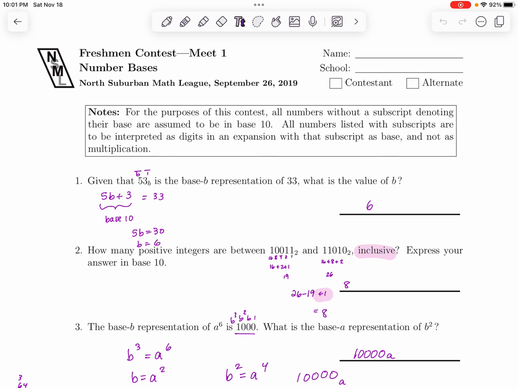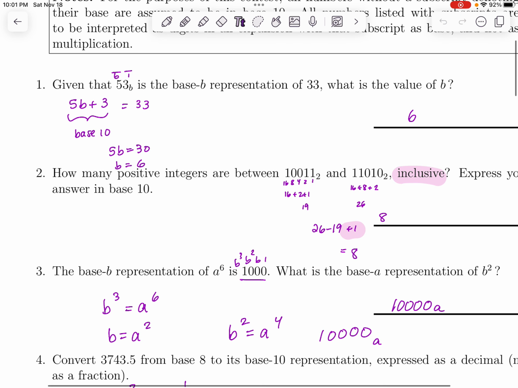In this video, I'm going to explain the solutions for the 2019 Freshman Number Bases contest. In this first problem, we have the value 53 in base B, and that is the representation of 33. We're supposed to find the value of B.